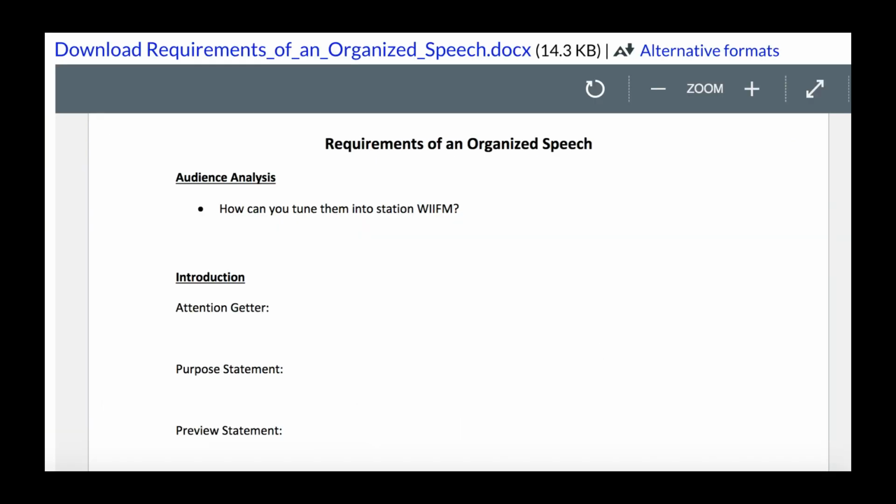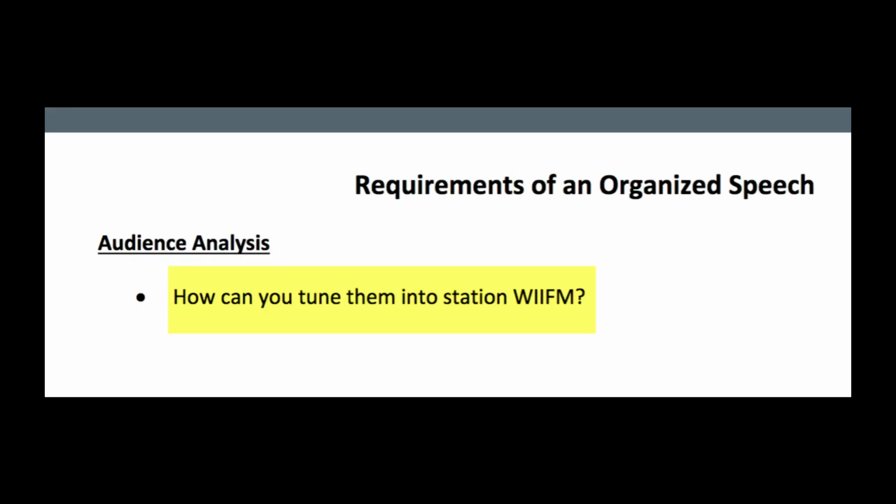And you may notice the thing I have up on top is audience analysis. And I've written, how can you tune them into the station WIIFM? And you may be wondering, what is this station? Well, this station stands for what's in it for me. And so if you can get your audience thinking about what they're going to get out of a presentation, you're going to be able to get their attention a lot better.